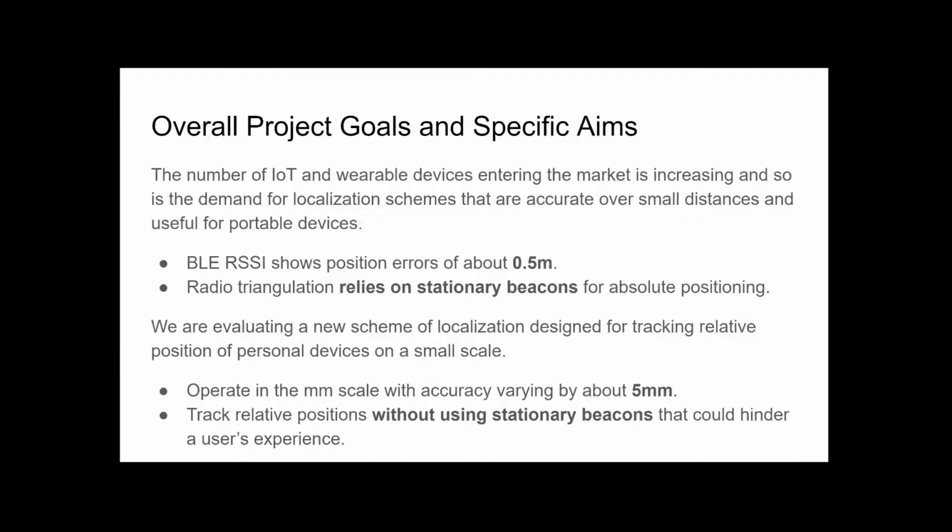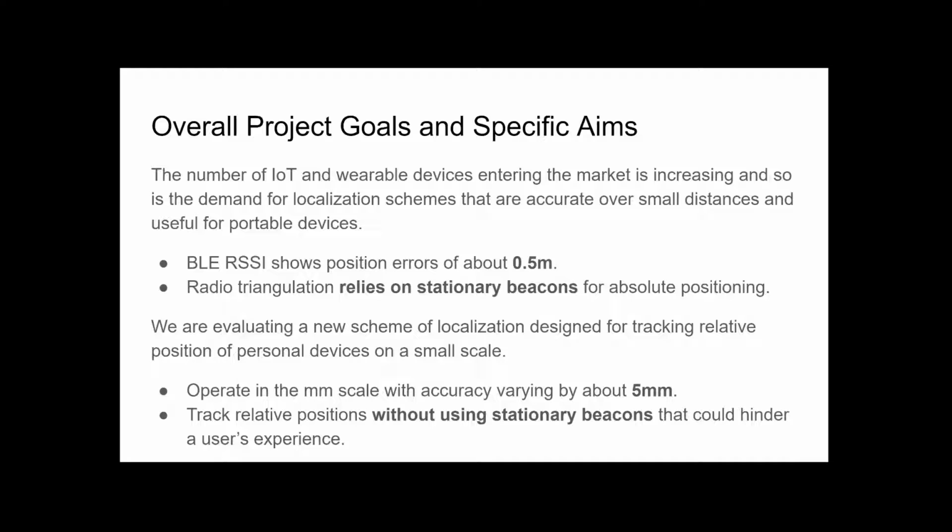So, with the recent research and development in IoT technology, more and more wearable and IoT devices are entering the market, and there's a stronger demand for localization schemes that work at a very small scale and work for free moving devices. BLE and RSSI are examples of localization schemes. BLE RSSI has about a 0.5 meter position error, which is really inaccurate if we're operating at a personal level.